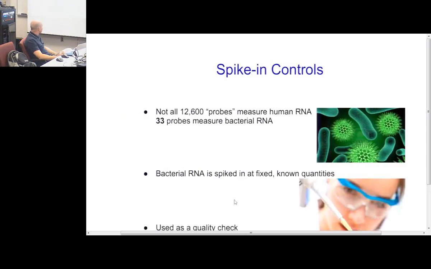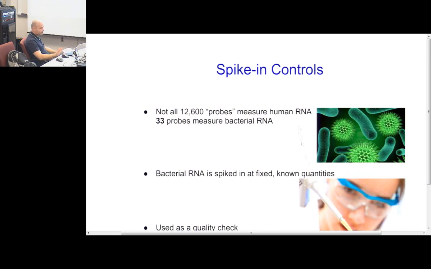So as an example, one example might be spike-in controls in a lot of microarray experiments, this one included. A researcher will spike in bacterial RNA, and then some of the probes on the microarray respond to this bacterial RNA. It's spiked in at fixed known quantities, and typically this is used as a quality check.